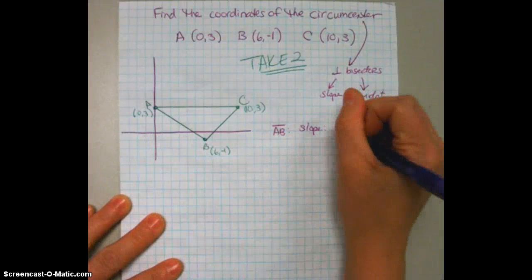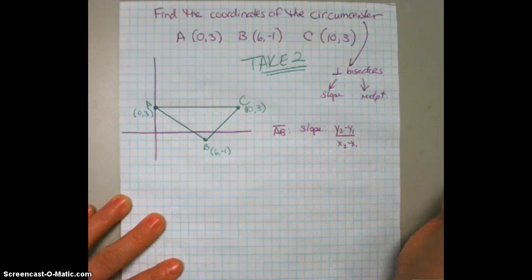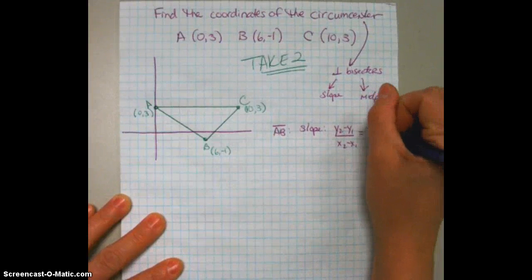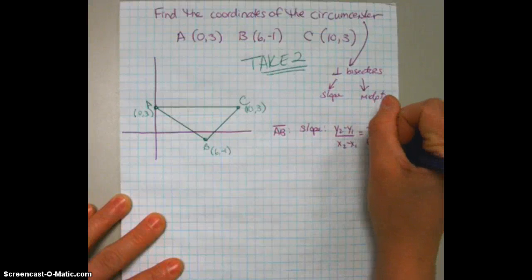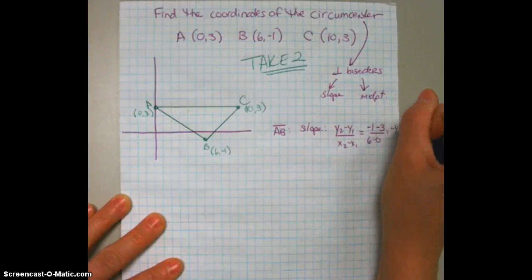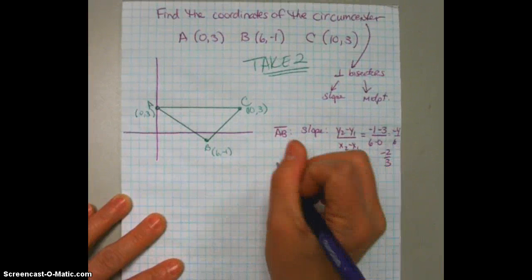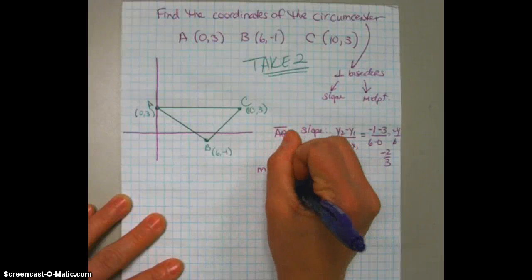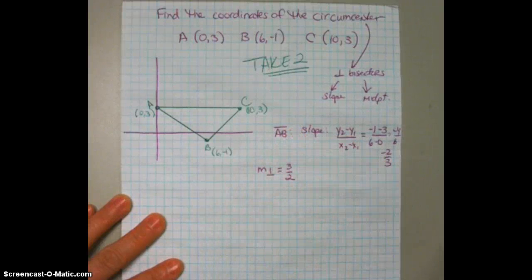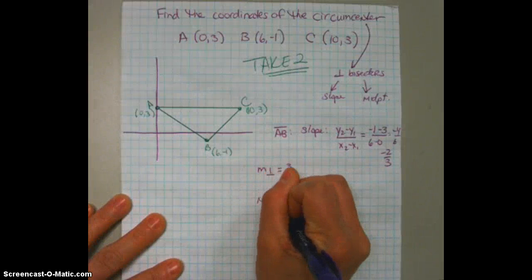So remember slope, y2 minus y1 over x2 minus x1. So this is going to equal -1 minus 3 over 6 minus 0, so that's -4 over 6, that's -2/3. So the perpendicular slope, which would be the slope of the perpendicular bisector, is going to equal +3/2. Okay? Then we need to find its midpoint.